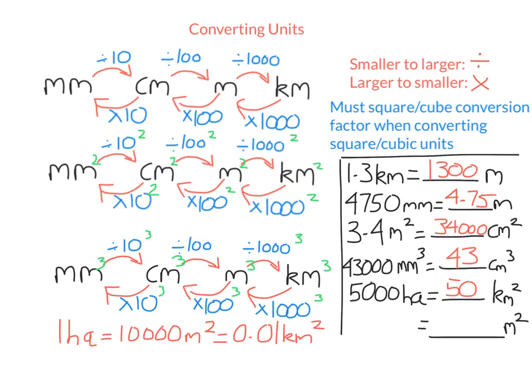So how many metres squared would be 5,000 hectares? 1 hectare is 10,000 metres squared. So if I want to go from hectares to metres squared, I'm going to times by 10,000. So this will be a very big number. It actually ends up being 50 million. So make sure you practice these conversions, because these bring people undone all the time. So let's now move on to volume and capacity.